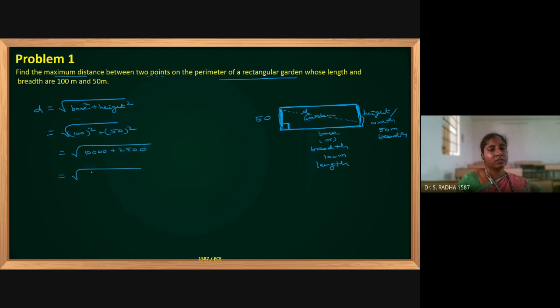This is 12,500. Square root of 12,500. We have to find the square root of 125; 00 you can take out. Square root of 100 is 10. And what is the square root of 125? 11 elevens are 121, so it will come between 11 and 12. You find the decimal value and work out the final answer. This is about the diagonal.